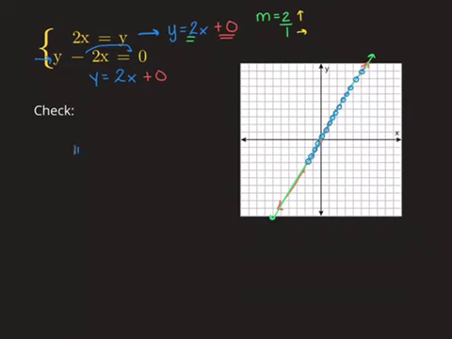So we say that this has infinitely many solutions. Another way that we sometimes write this is that we say x, comma, and then when we solved for y here, we got y equals 2x, so this would be 2x here.